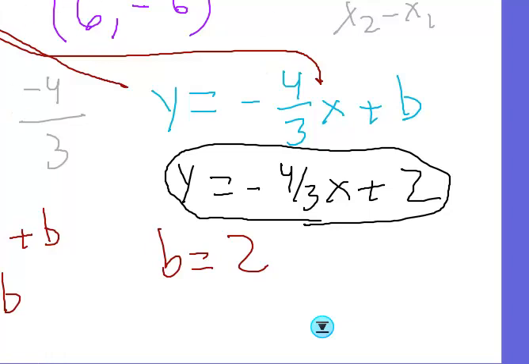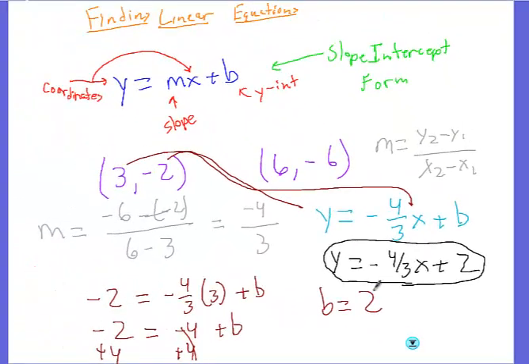First, you use your 2 points to find the slope. Then you substitute a coordinate into your equation for y and x to solve for b, and rewrite your equation. Remember, you must write your final answer in y equals mx plus b form. You must have a slope. You must have a y-intercept.